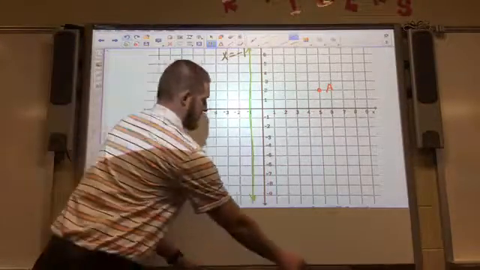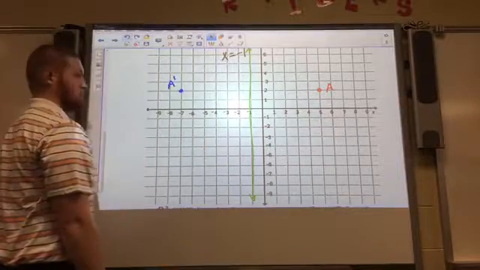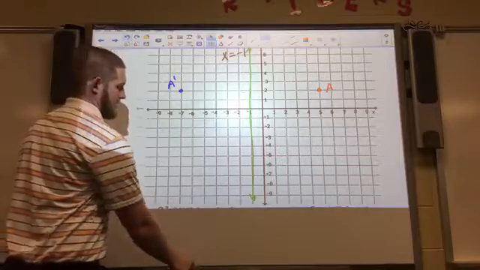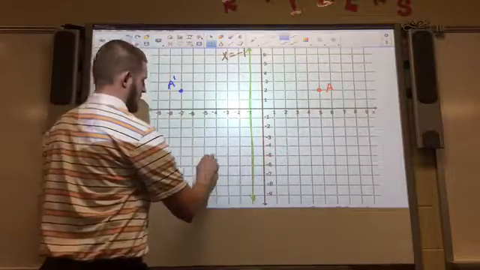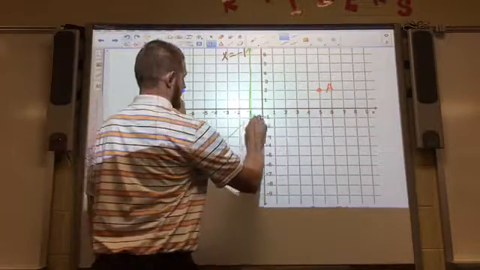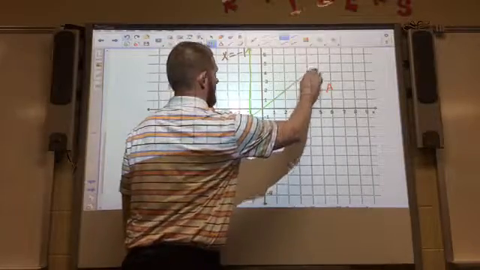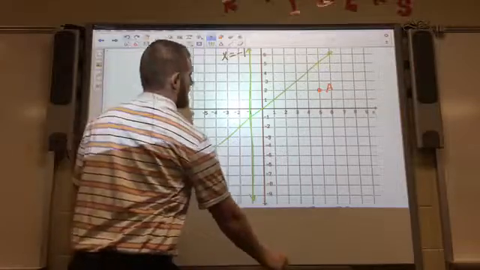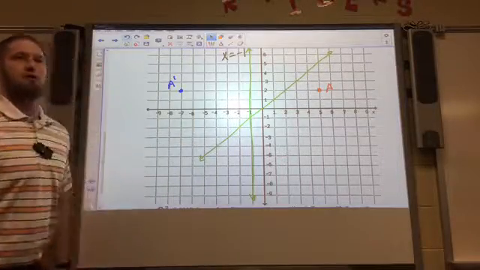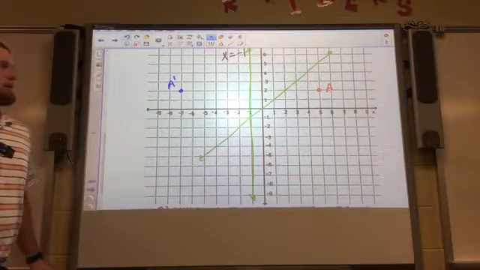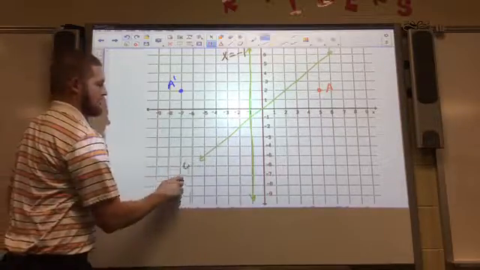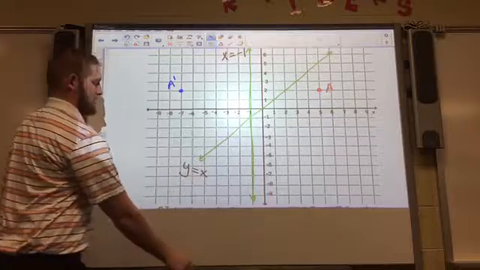Now the other thing you're going to come across, and I don't know if you've ever learned this before or not, okay, but you're going to come across a line that comes right up through here. And they're going to ask you to reflect across that line. Okay, that line is the line y equals x.